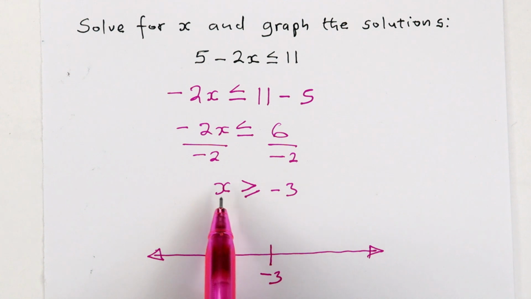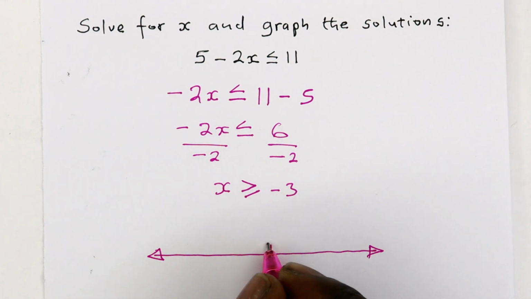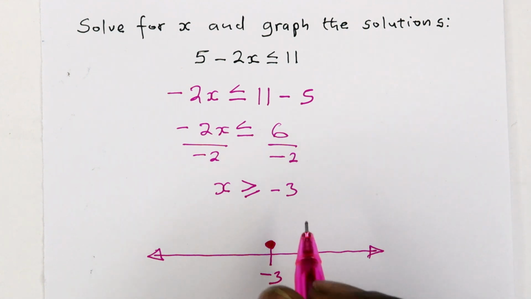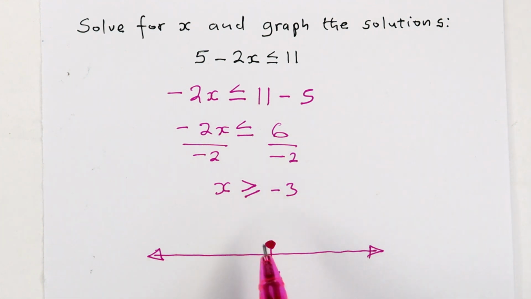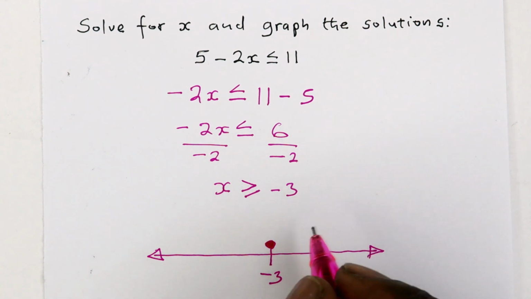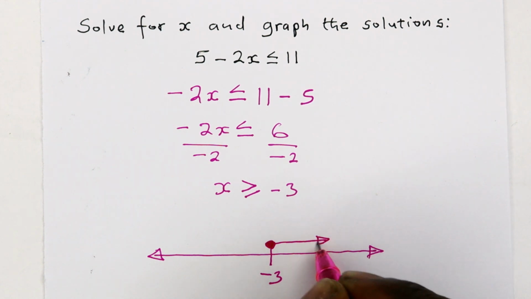And look at that, x is either equal to negative 3, meaning negative 3 is one of the solutions for this inequality. So you use a bold or a thick dot like that. So remember, negative 3 is included, but the other solutions are greater than negative 3. So all the values that are greater than negative 3 are towards the right.